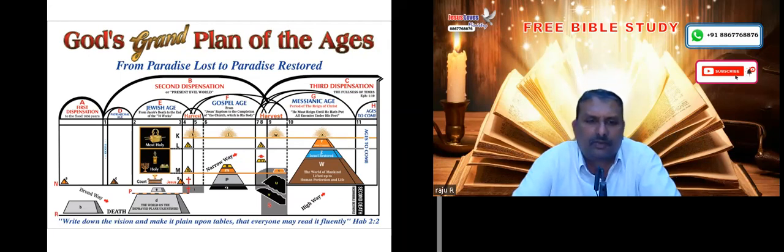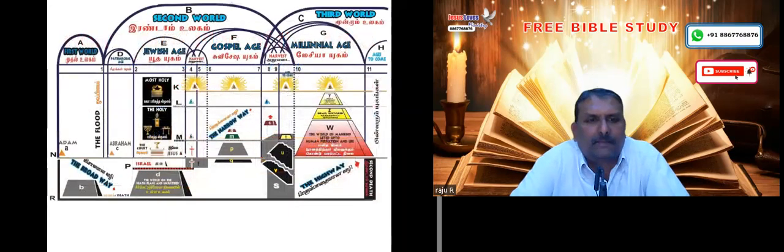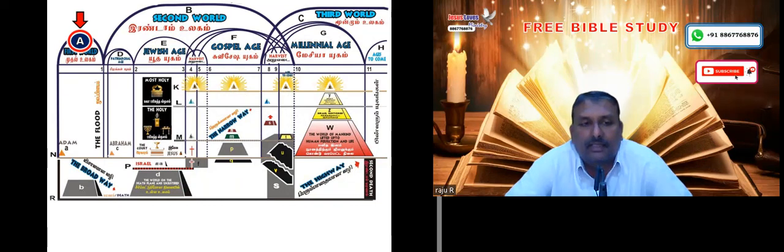Therefore, today we're going to see about the divine plan, and what the symbols and numbers actually represent. In this divine plan, there are capital alphabetic letters and small alphabetic letters also. We will study the capital letters first. Capital A here represents the first world.